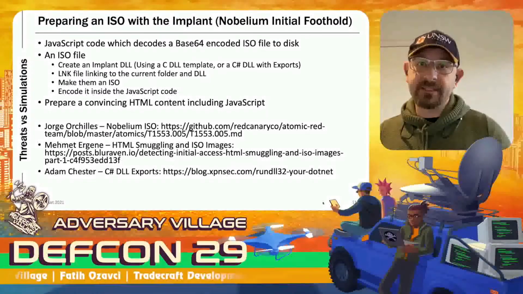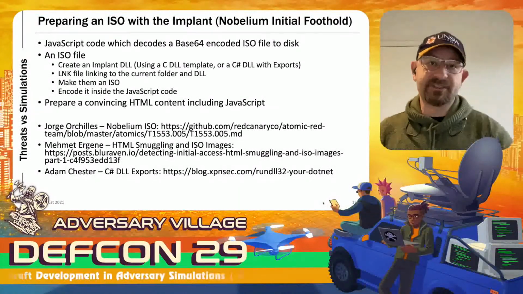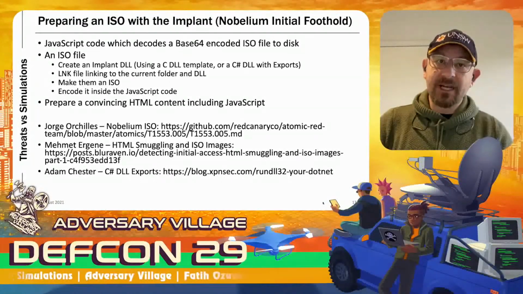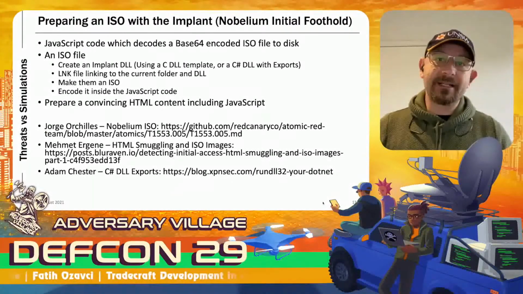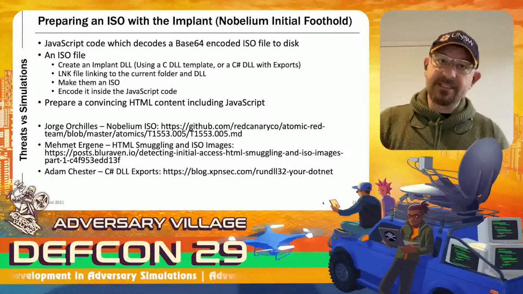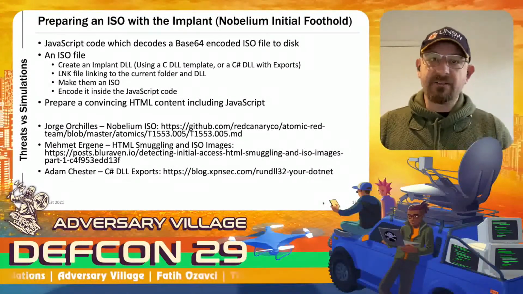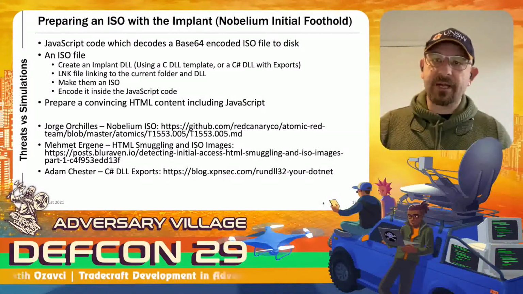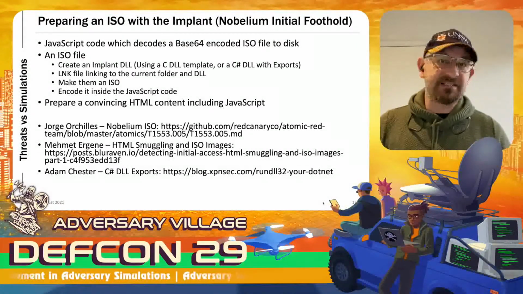For example, creating a simulation like that needs some steps. First of all, working on a JavaScript, making it able to decode a base64 file, and start building an ISO file and encode this as base64, and then embed this into the JavaScript to make it run. The thing is, it is slightly easier if you work on just one single exercise. But if you try to automate this, there will be some difficulties because of the compatibility requirements. For example, Jorge Orchilles has provided an example for this exercise on Atomic Red Team. So feel free to visit this and it can be useful.